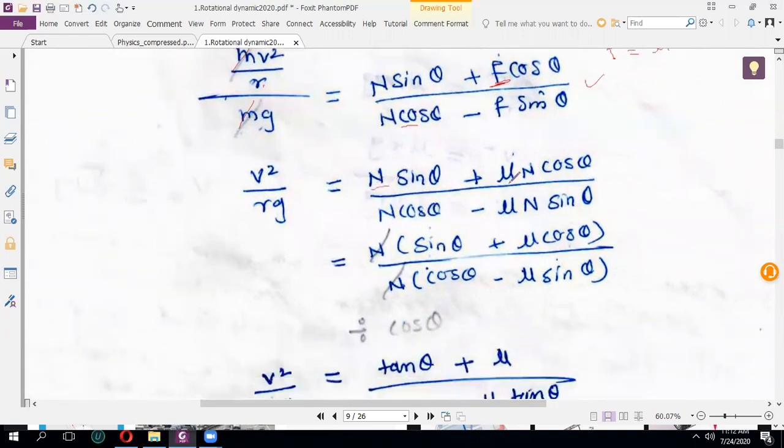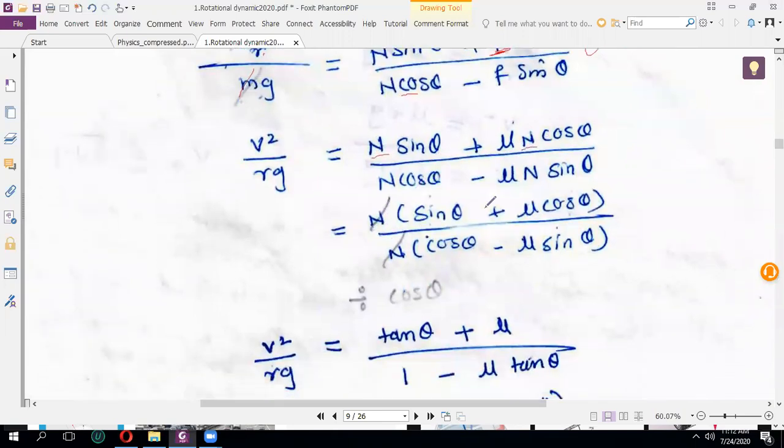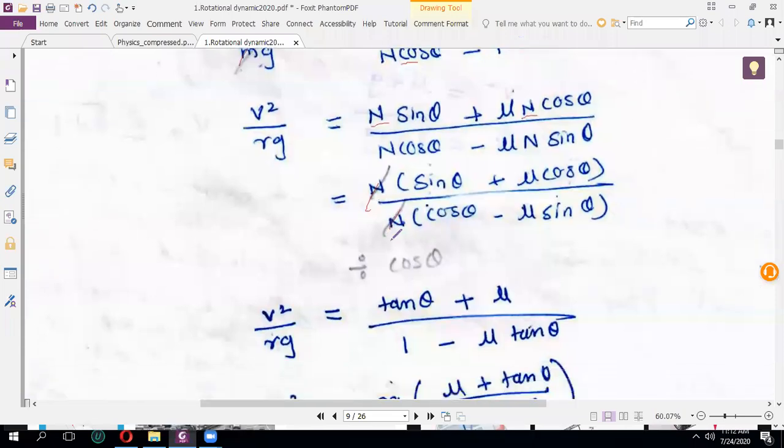Now see, can n be common? Yes, of course. Take n common. What we are getting? sin theta plus mu cos theta. Here what we got is cos theta minus mu sin theta. Now this n and n cancel. Correct? Now second, you have to apply one condition. Divide cos theta in the whole equation. If I am dividing this side, sin theta upon cos theta, what we are getting here?